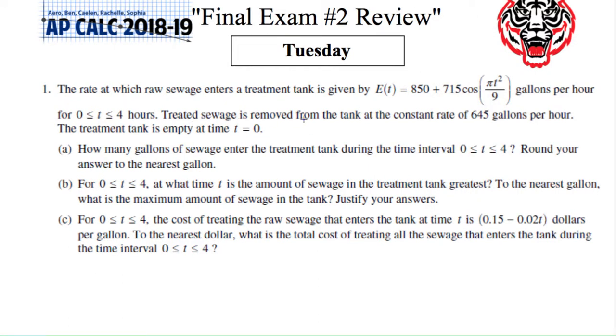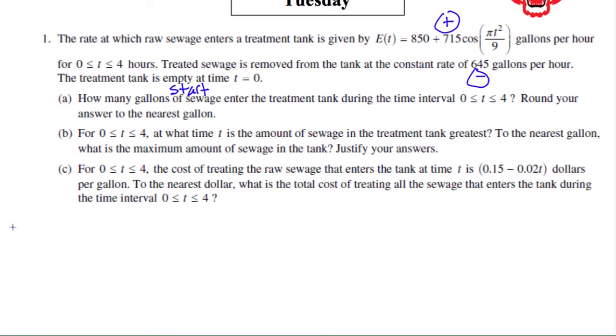Treated sewage is removed from the tank at a constant rate. So we have the positive rate here, the negative rate right here. Entering at this, subtracting at that. And the starting value is 0. The start is empty. So we don't have to worry about the start, which is kind of cool, which means most people will get an extra point because they might have forgotten the start, but we know that the start is 0. Let's talk about part A.